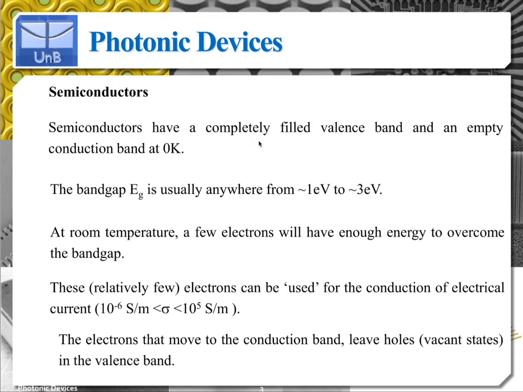Semiconductors have a completely filled valence band and an empty conduction band at 0 degrees Kelvin. The band gap is usually anywhere from 1 eV, which is a measure of energy, electron volts, to 3 eV. So these values are smaller than the band gaps corresponding to insulators. In insulators, you have much higher band gap energies.